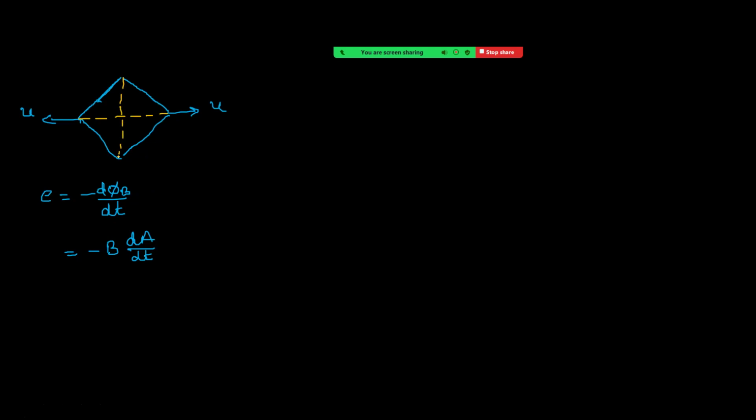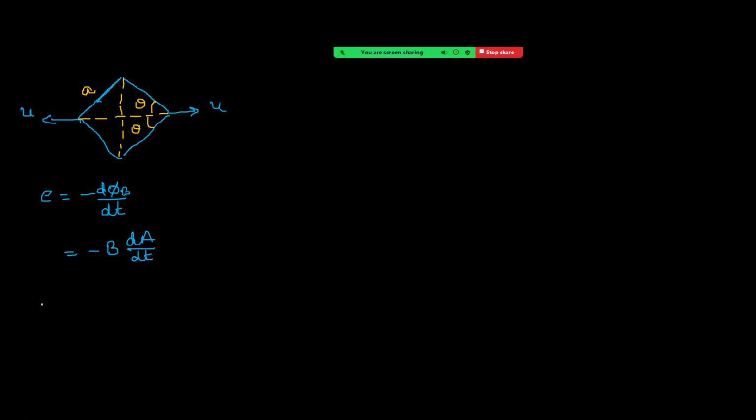The condition given is that the angle at these corners becomes 60, right? So let me take this as theta. Then this also theta. So first I am finding area of this loop in terms of theta. You are given side length a. You can see this is now having four triangles. So area of these four triangles gives us area of this loop.